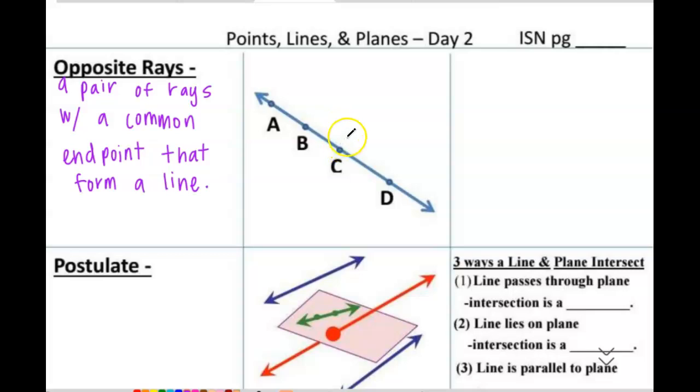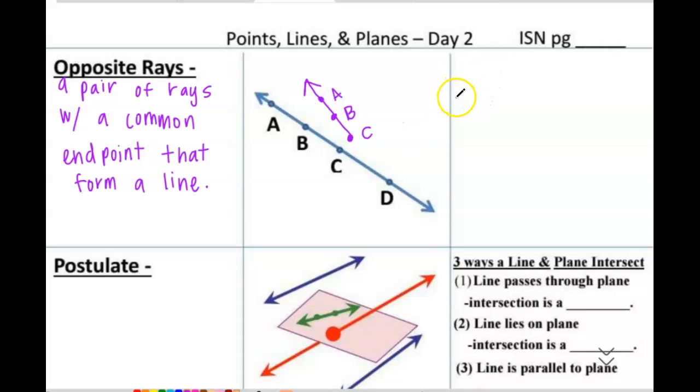So, if I want to start a ray here, what's the common endpoint here? It would have to be what? C. C. And if I go this way, that's B and A. Okay?